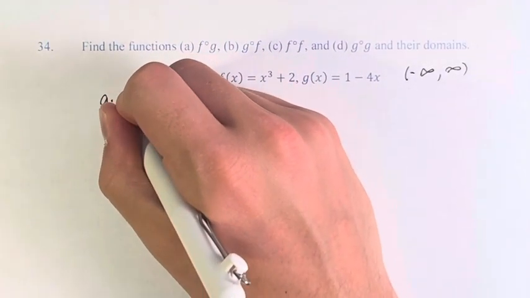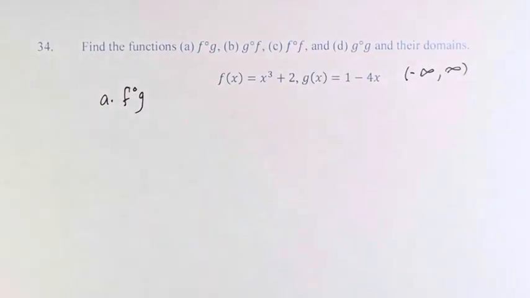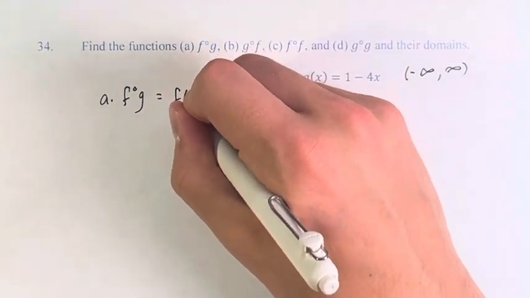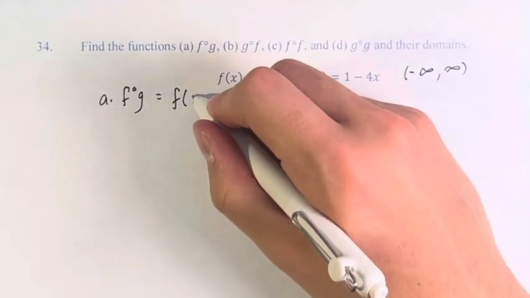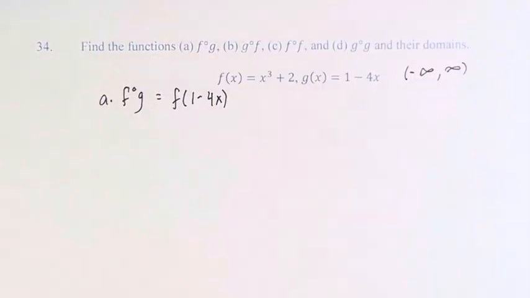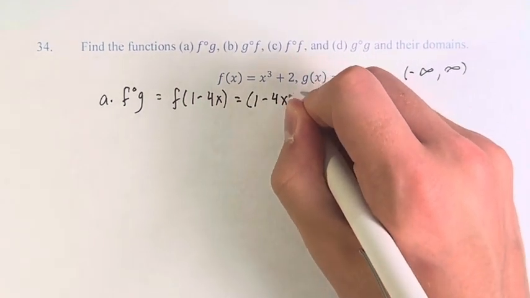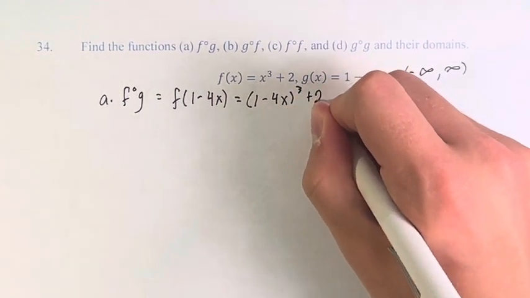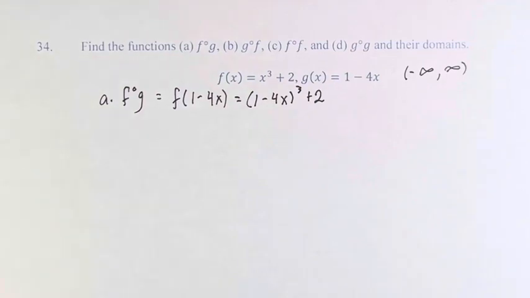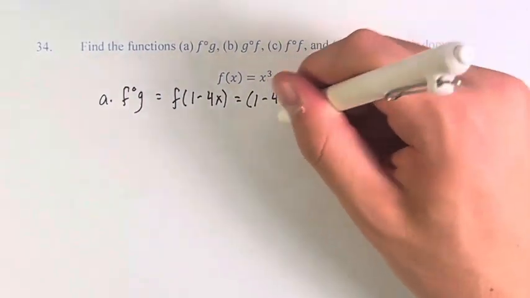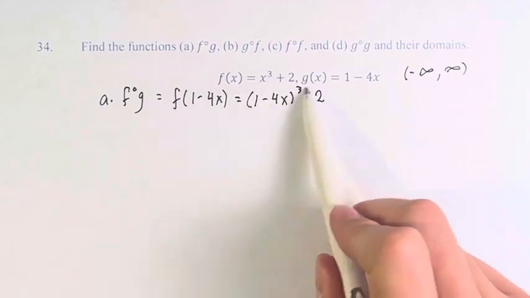So first we have f of g. So this is f of 1 minus 4x, since that is g of x. So we just have to plug this in. We have 1 minus 4x cubed plus 2. You can simplify this if you want. However, this is the function f of g.